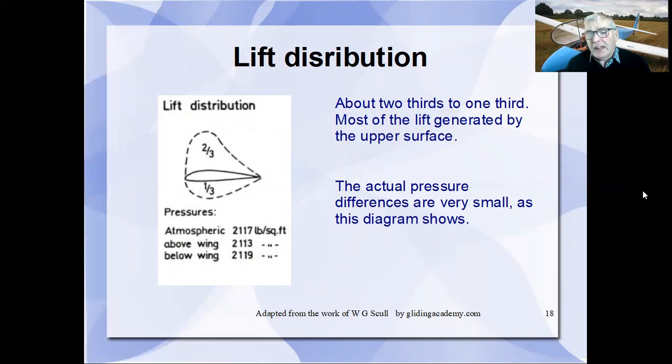And the actual pressure differences here are quite small. So if you can see the figures here, if the atmospheric pressure was 211.7 pounds per square foot, the pressure above the wing is lower by about 4 pounds per square foot. So a tiny, tiny, tiny relative amount. And then underneath the pressure is about 2 pounds per square foot greater. So they're very small, which is why gliders benefit from having larger wings.